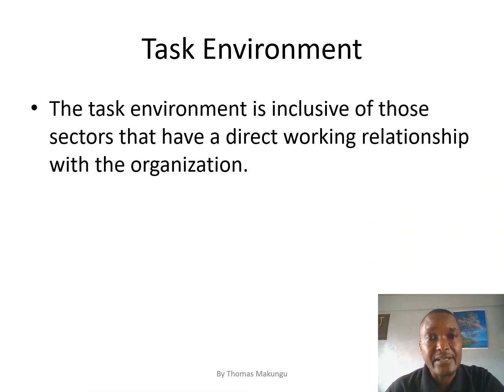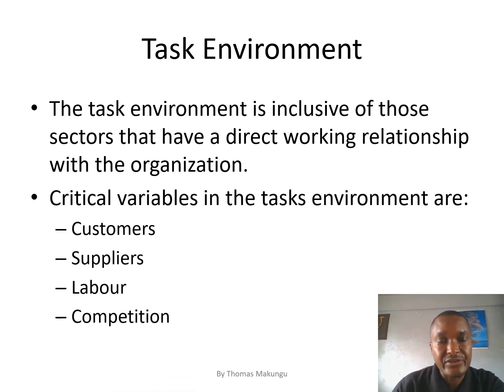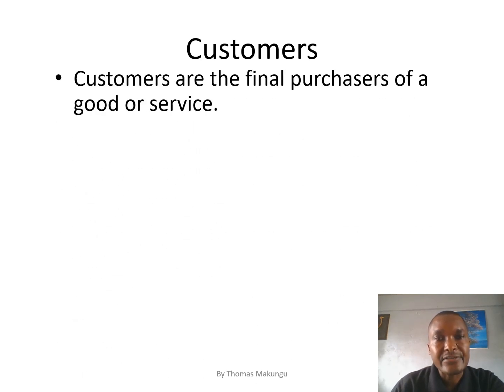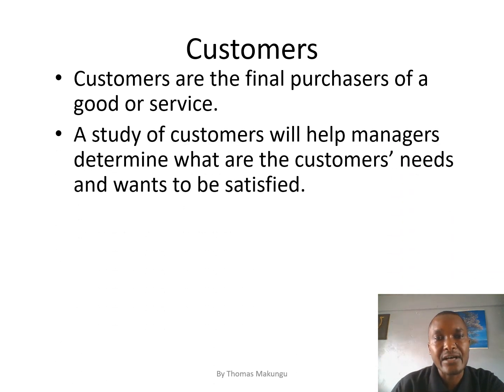The task environment, as I said earlier, affects the industry, that is, related organizations. The task environment is inclusive of those sectors that have direct working relationship with the organizations. They include customers, suppliers, labor, and competition. Customers are the final purchasers of our goods and services, and therefore they bring revenue to the organization. So a change in the number of customers or in the behavior of the customers will affect how we operate.